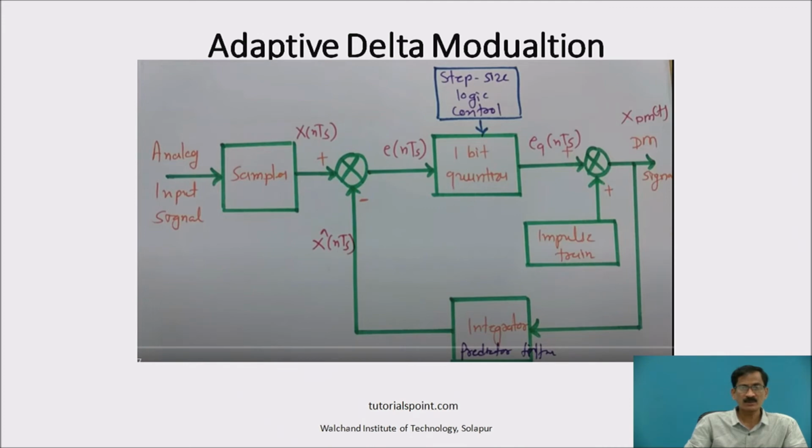So the block diagram consists of most of the parts similar to a delta modulation: a sampler at the input side, then a difference amplifier followed by a 1-bit quantizer, impulse train and integrator as a predictor filter. The difference between the delta modulation and adaptive delta modulation block diagram is that one more block is added, shown by this blue color, called the step size logic control. Now we are going to discuss how the step size logic control adjusts the size of the level.